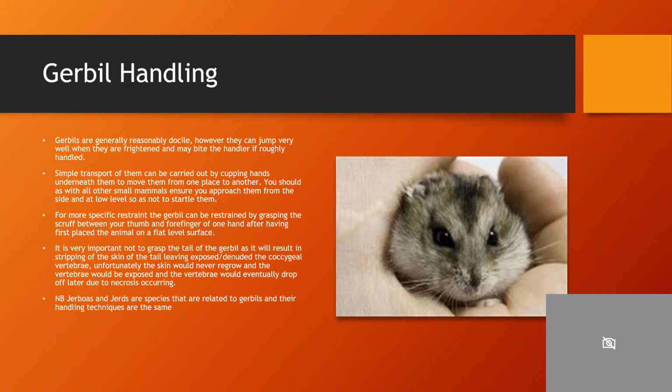For more specific restraint, the gerbil can be restrained by grasping the scruff between your thumb and forefinger of one hand after having first placed the animal on a flat level surface. It is very important not to grasp the tail of the gerbil, as it will result in stripping of the skin of the tail, leaving exposed coccygeal vertebrae, and unfortunately the skin will never regrow and the vertebrae would remain exposed and eventually drop off due to necrosis occurring. Note, jerboas and gerbil-related species have the same handling techniques.